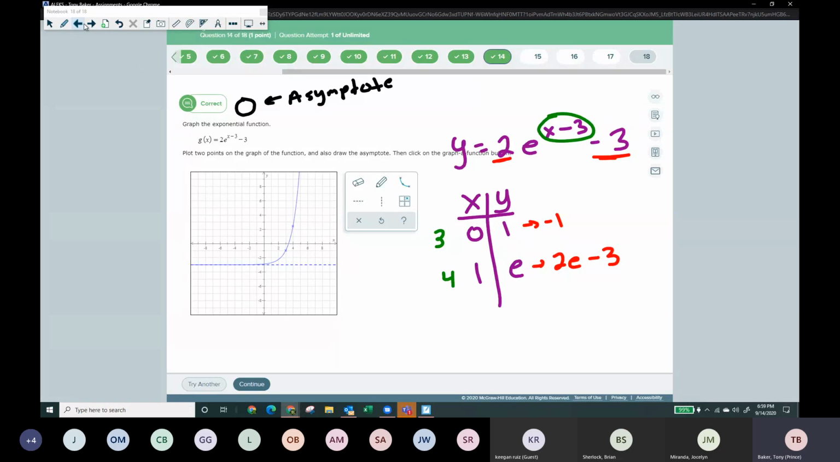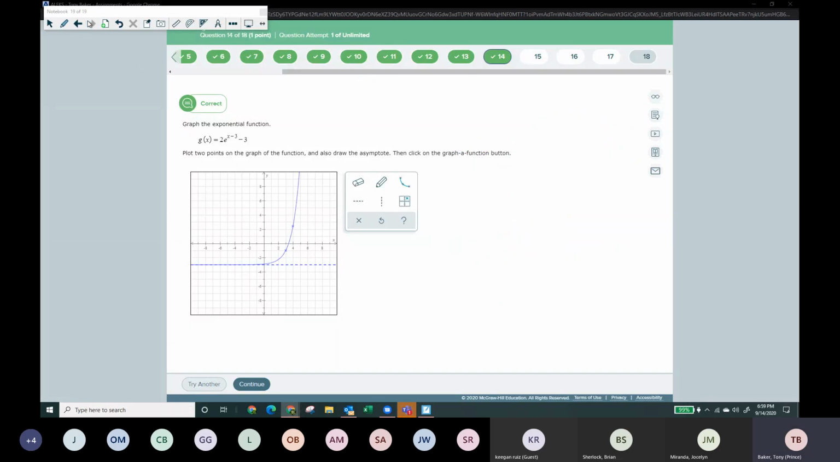So e is not a variable. E is like pi. So e to the x: if I did that, anything to the 0 power, so e to the 0 power, is 1. And e to the first power is just e. So that's where I got those. It's no different than if I did 4 to the x power, it'd be 1 and 4. So e is just like pi. It's an irrational number. So you start off with that, and then you do your transformations to it.